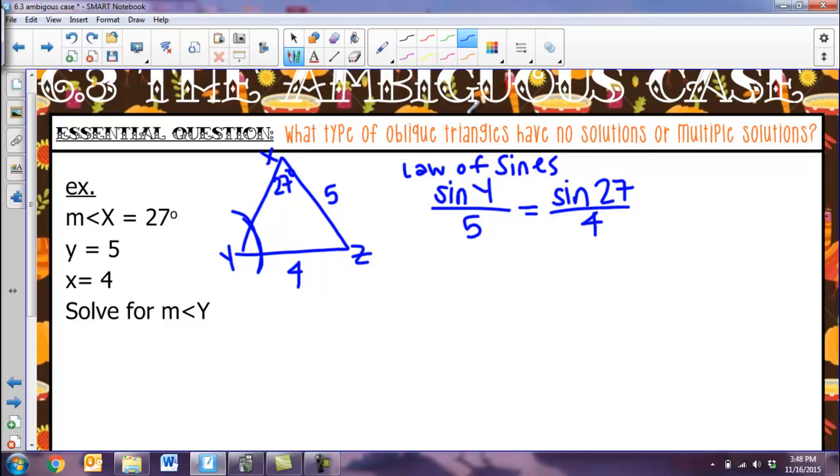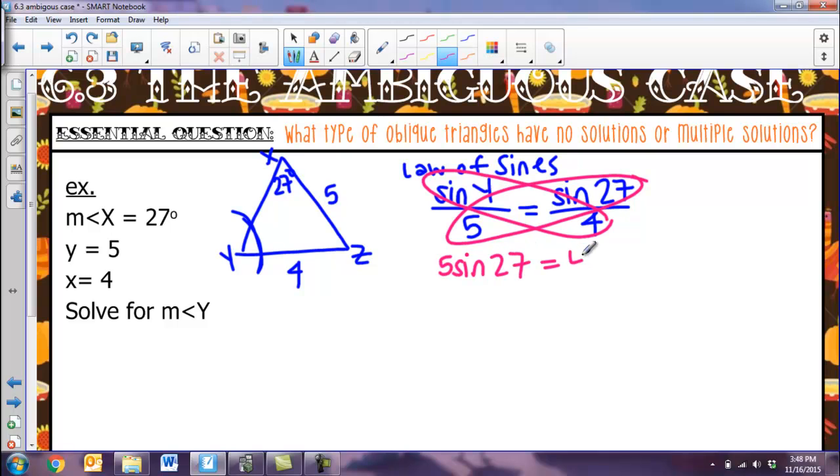Then you just have to cross multiply and solve this. And yes, you can still use your calculator for these. So I would get that 5 times the sine of 27 is equal to 4 times the sine of y. Divide both sides by 4, and then we'll take the inverse sine of that.